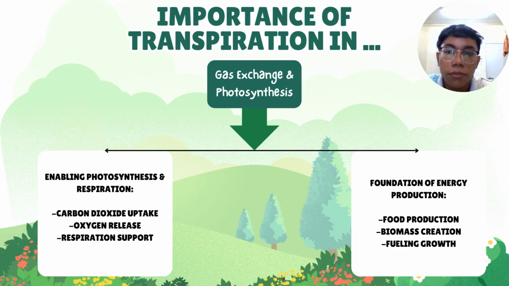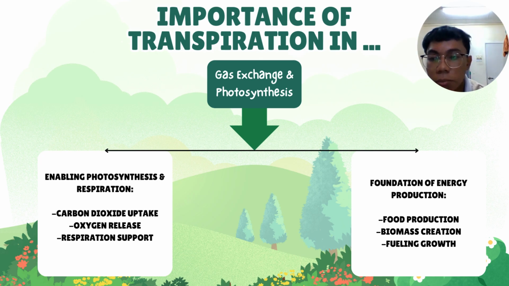Gas exchange and photosynthesis. Enabling photosynthesis and respiration, there are three: carbon dioxide uptake, oxygen release, and respiration support. For the carbon dioxide uptake, plants take carbon dioxide from the atmosphere through stomata for photosynthesis. Carbon dioxide is a critical raw material for producing glucose and other organic compounds.